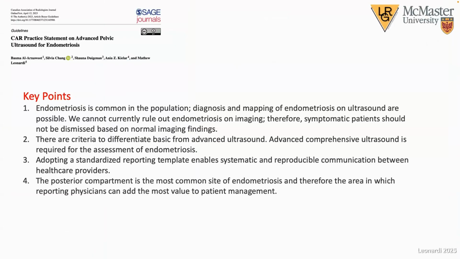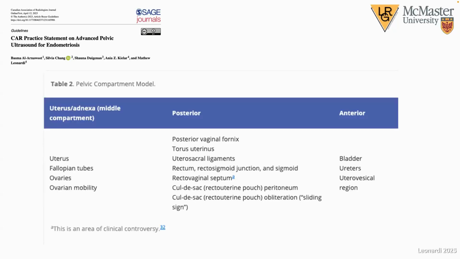Point number 4 is that the posterior compartment is the most important site of endometriosis, the most common site. This is where the focus should be, the most value. So if you're going to be implementing any endometriosis imaging, this is where to start that education. And so in that article, we lay out what is within the posterior compartment, as well as what is in the middle and the anterior compartment.